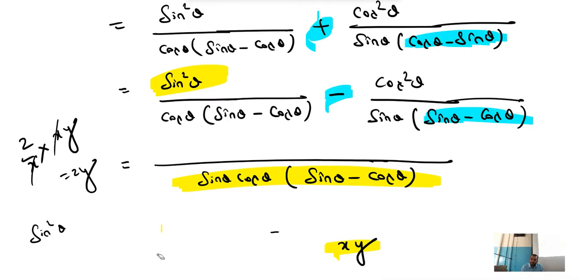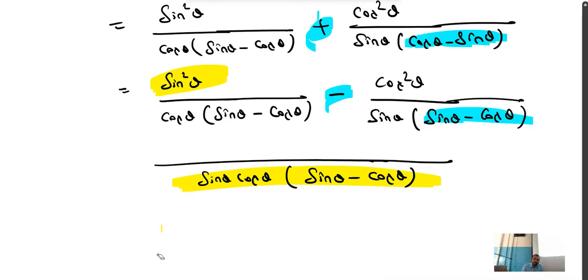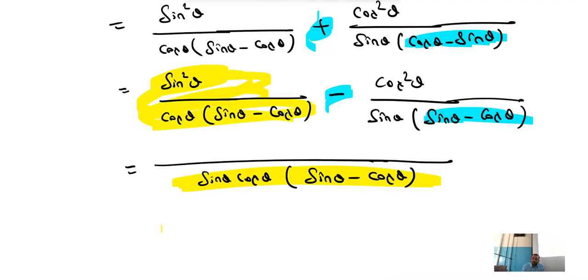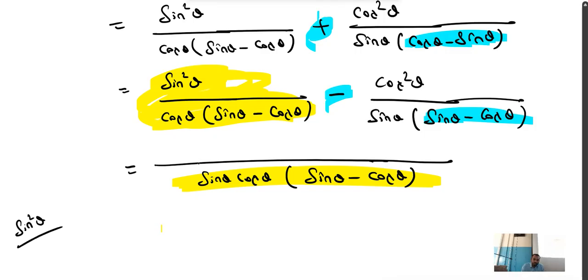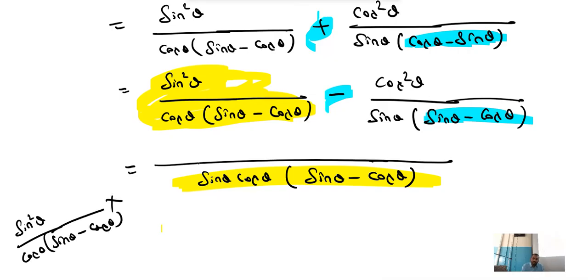Now, shall we try here? See here. Now, what is this entire term? This entire term is this only, no? Yes or no? Sin square theta by cos theta into sin theta minus cos theta. This entire term multiply by LCM. I am multiplying this with this LCM. What is this LCM? Sin theta cos theta into sin theta minus cos theta.